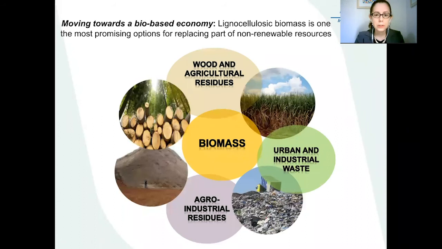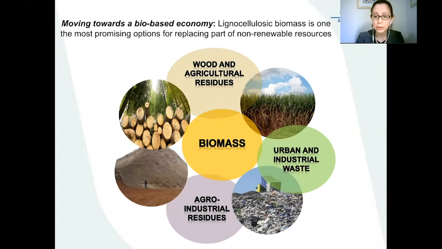Our research group at Embrapa is working on developing process strategies to contribute to this great challenge of our society in this transition to a bio-based economy. And we understand that lignocellulosic biomass is one of the most promising options for replacing non-renewable resources to obtain energy, bioproducts, and novel materials in accordance to the biorefinery concept.